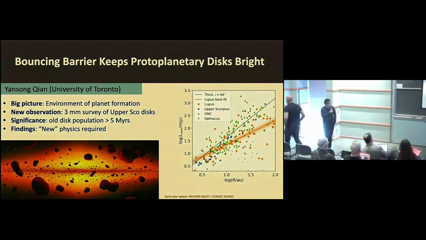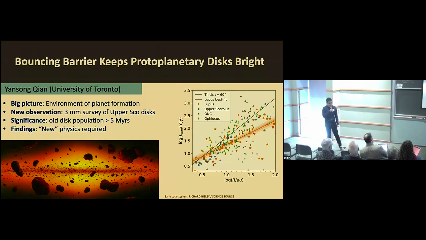Hey everyone, I'm Yan Song from University of Toronto. The first stage of planet formation is still not fully understood, mainly because we don't know the dust size in the protoplanetary disk, and whether it has grown to pebbles yet. To tackle those questions, I turn to Upper Sco. It is the only surveyed star-forming region with age greater than 5 million years old, so it represents a unique stage in disk evolution.